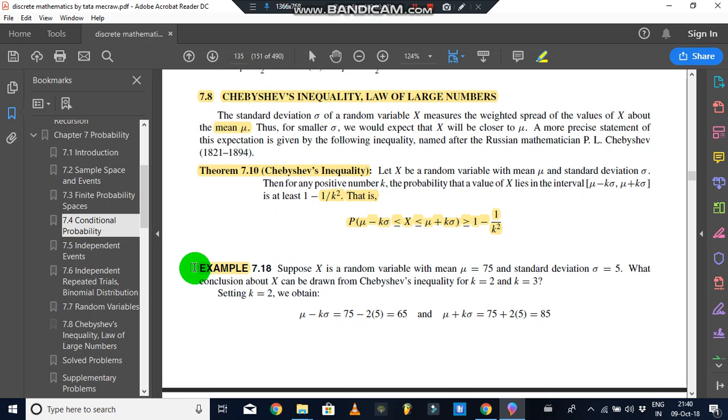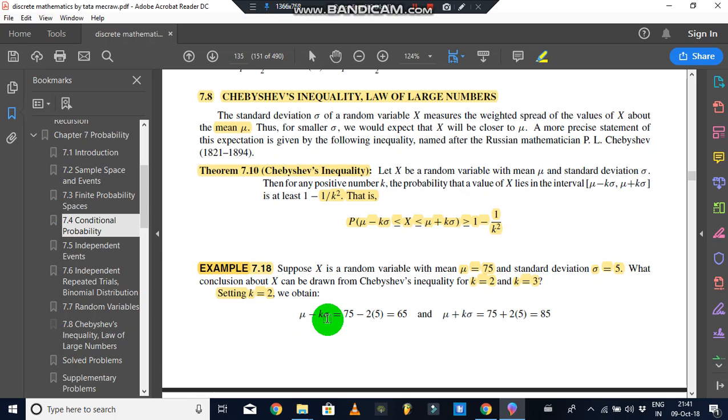Let's consider a problem here. Suppose x is a random variable with a given mean and a given standard deviation. What conclusion about x can be drawn by Chebyshev's inequality for k? K is also given. How can you do this? Just put the values in this formula. Don't worry, I'm here to clear all your doubts regarding your knowledge.